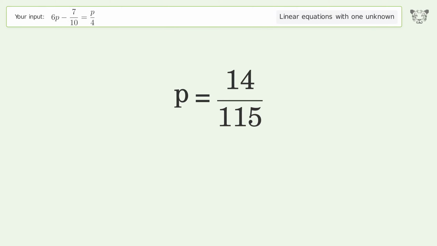And so the final result is p equals 14 over 115.